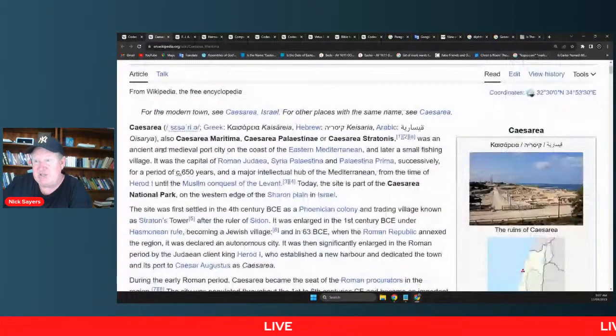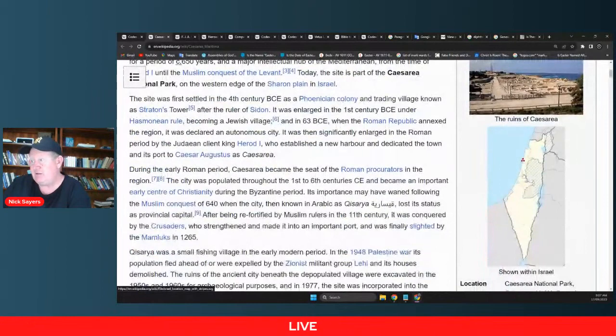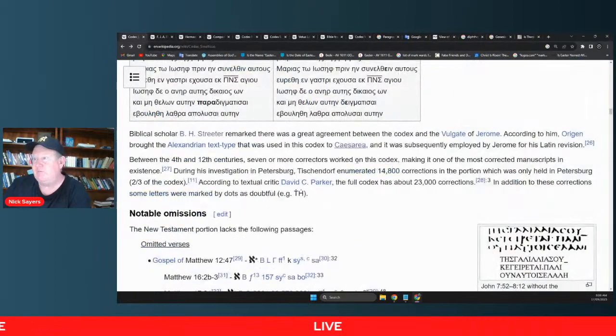It was an ancient or medieval port city on the coast of the eastern Mediterranean. Okay, so here we see Israel, so it's up here. Just to give you that visual for when we say Caesarea, it's not part of France, it's not part of Morocco or anything, it's right there in Israel. And it was subsequently employed by Jerome for his Latin revision.